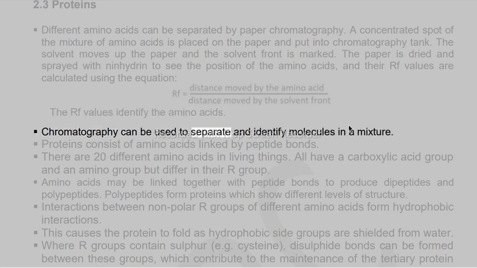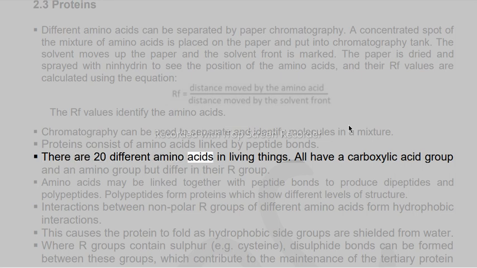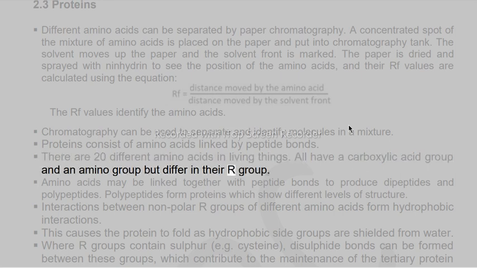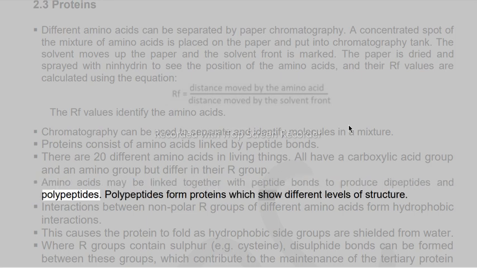Chromatography can be used to separate and identify molecules in a mixture. Proteins consist of amino acids linked by peptide bonds. There are 20 different amino acids in living things. All have a carboxylic acid group and an amino group but differ in their R group. Amino acids may be linked together with peptide bonds to produce dipeptides and polypeptides. Polypeptides form proteins which show different levels of structure.